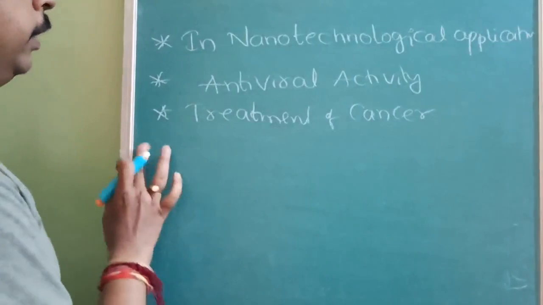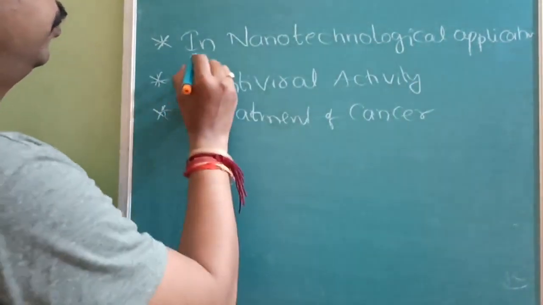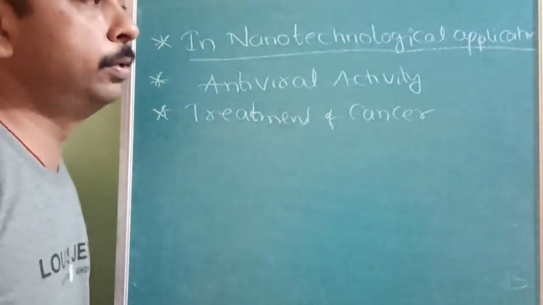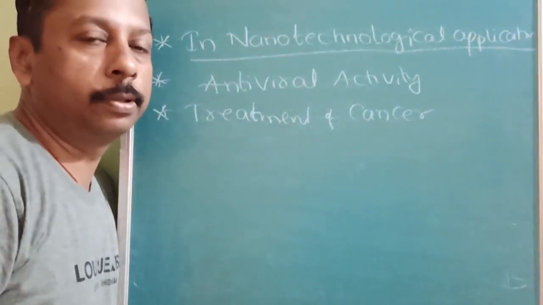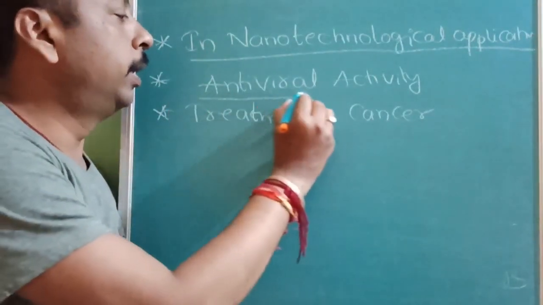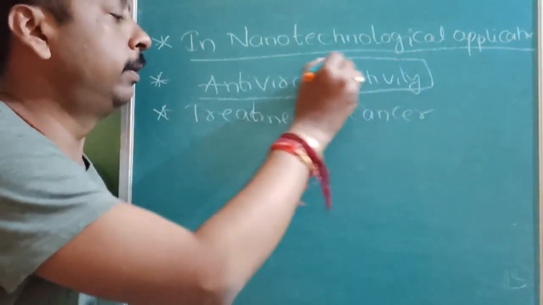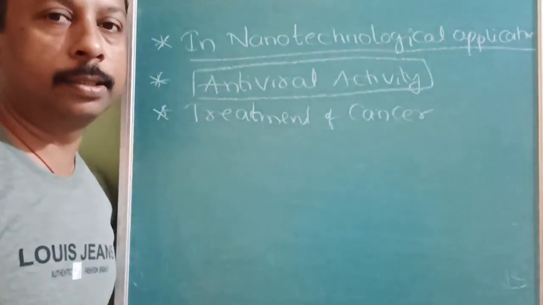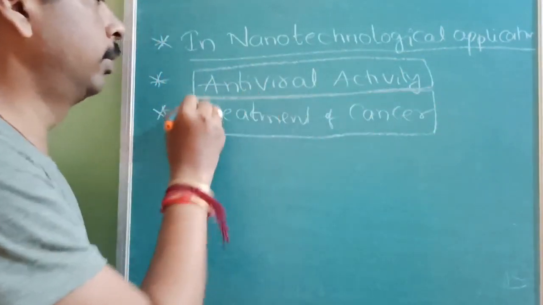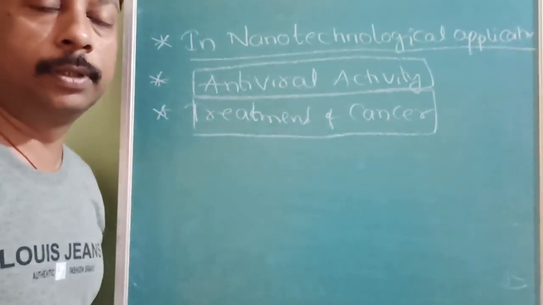After studying the structure and properties, now the uses. It is used in nanotechnological applications, in the manufacture of nanotubes. Because of its antiviral activity, it is used in medicines, and it is also used in cancer treatment. These are the three uses of fullerenes.